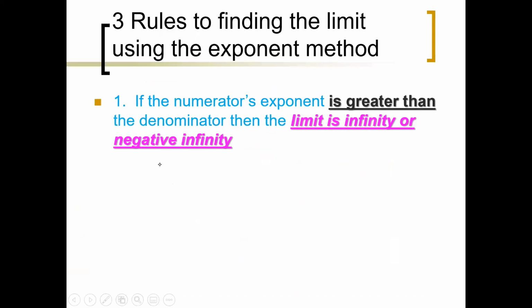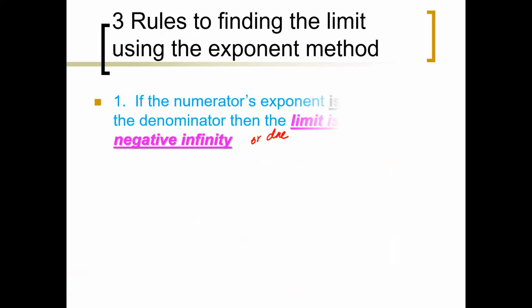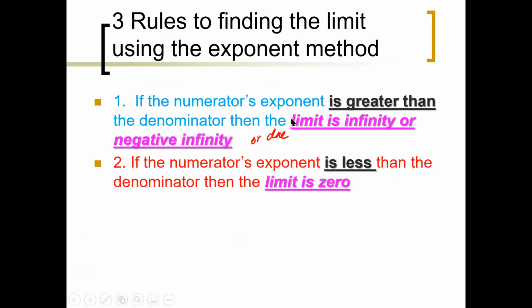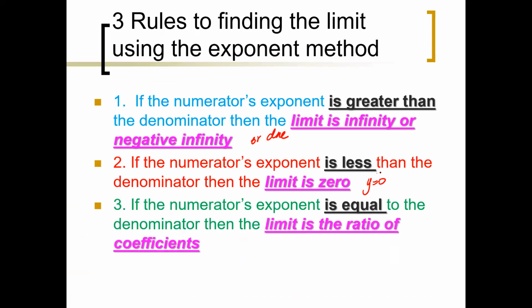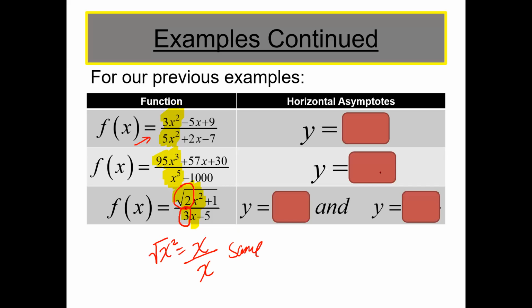So, 3 rules of finding the limit using the exponential method. If the numerator exponent is greater than the denominator, then the limit is infinity or negative infinity, or you could think of it as it just does not exist. We should put "or does not exist." If the numerator exponent is smaller than the denominator, the limit is simply equal to 0. And lastly, if the numerator's power and the denominator's power are the same, then you are simply looking at the ratio of the coefficients, so you refer to the numbers in the front. So take a look at these 3 examples and tell me what the horizontal asymptotes are.